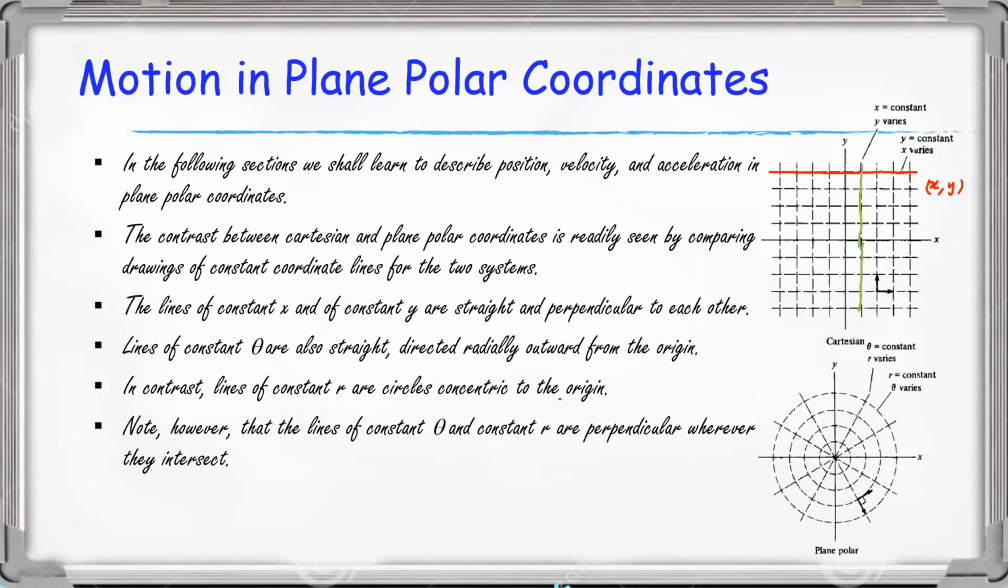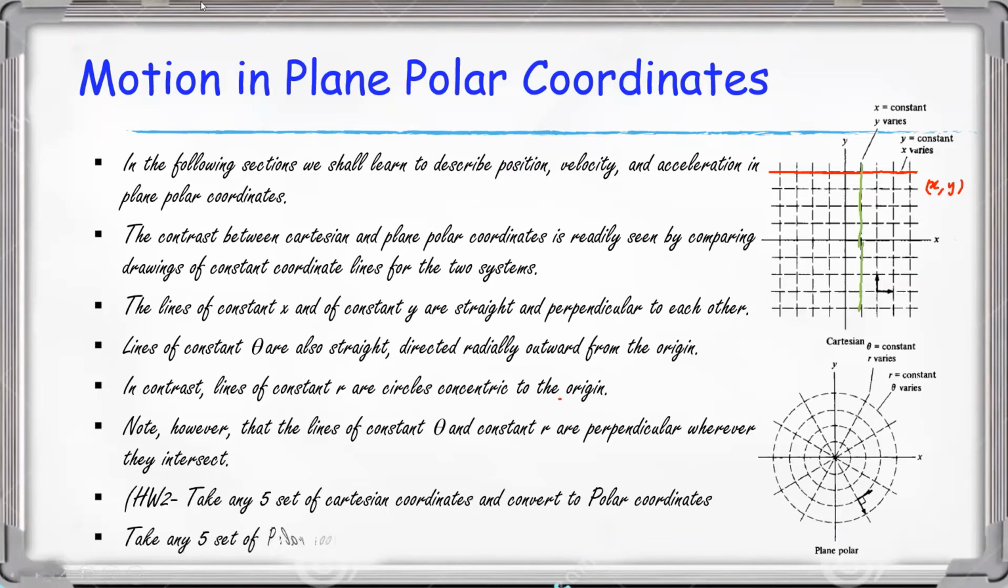And now your second homework question. Take any 5 sets of Cartesian coordinates and convert to polar coordinates. And take any 5 sets of polar coordinates and convert to Cartesian coordinates. It is your second homework question.